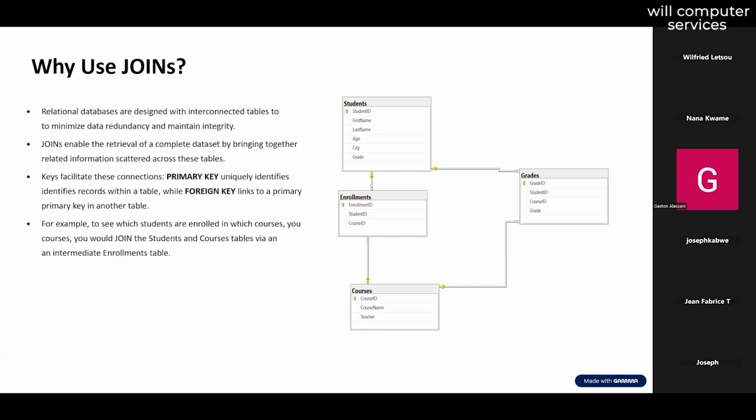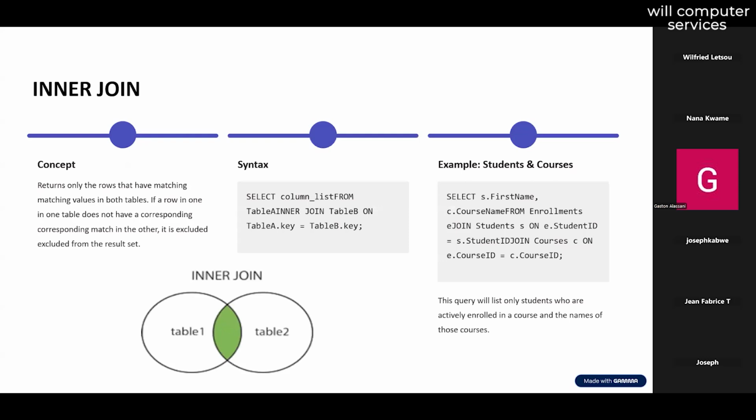So here I try to explain the reason why we use joins in SQL. It's to allow us to retrieve data from different tables that are linked together. We have different types of join. We have four main types of join. The first one is the inner join.